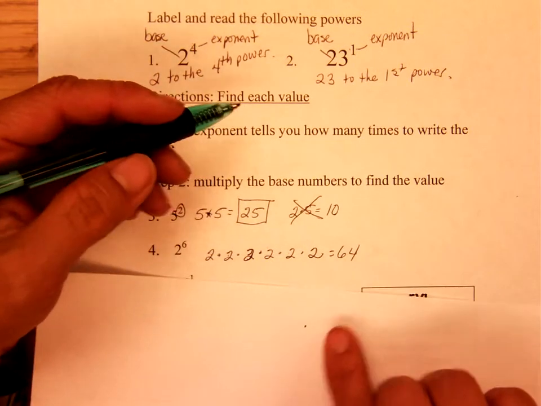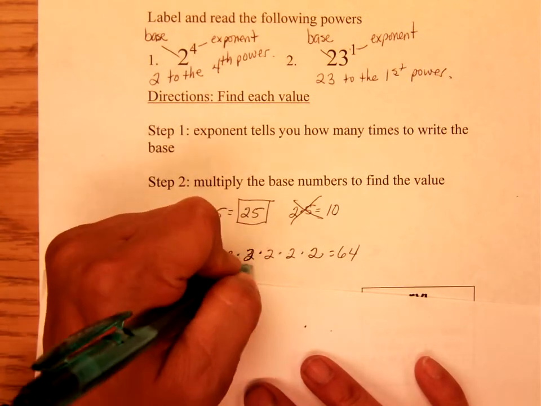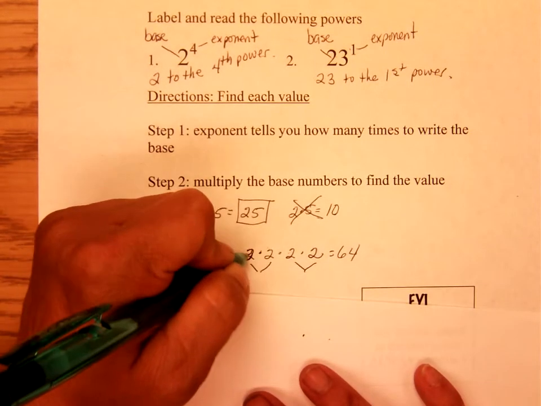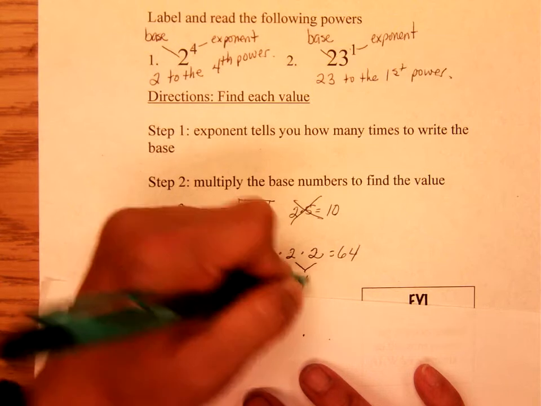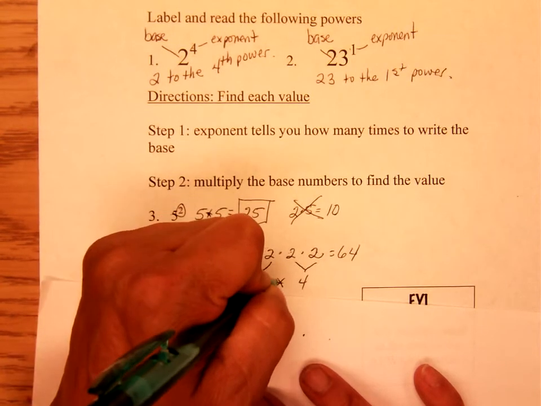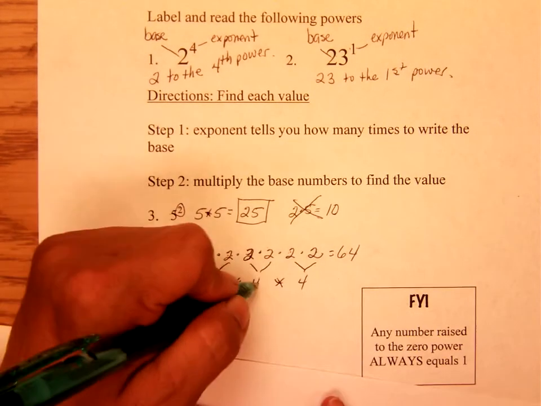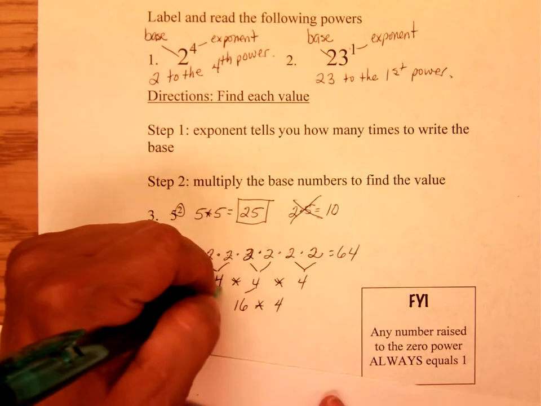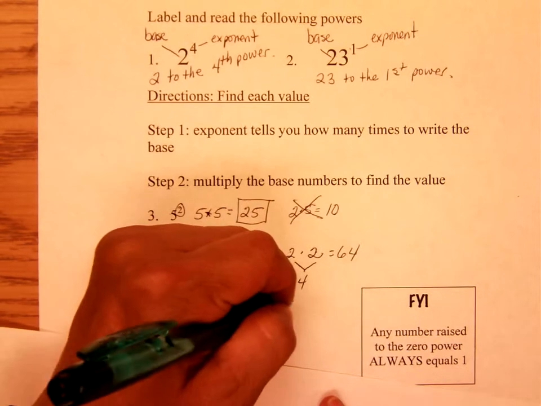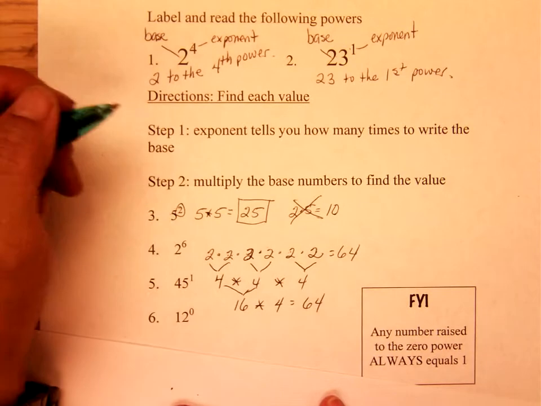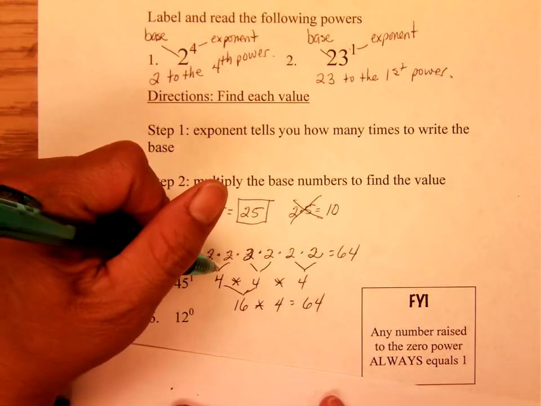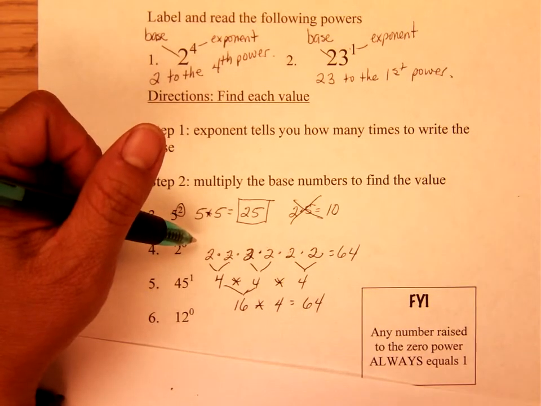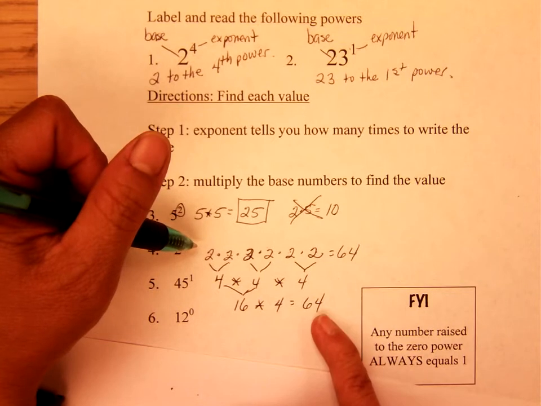Or here's another way you could have done it. Making your carets for every 2. So 2 times 2 is 4, 2 times 2 is 4, and 2 times 2 is 4. In between those is multiplication. So now you have 4 times 4 is 16, times 4, because that's left over. And 16 times 4 is 64. Those are 2 ways that you could have done this problem. If you know other ways, that's fine, as long as you get the answer of 64.